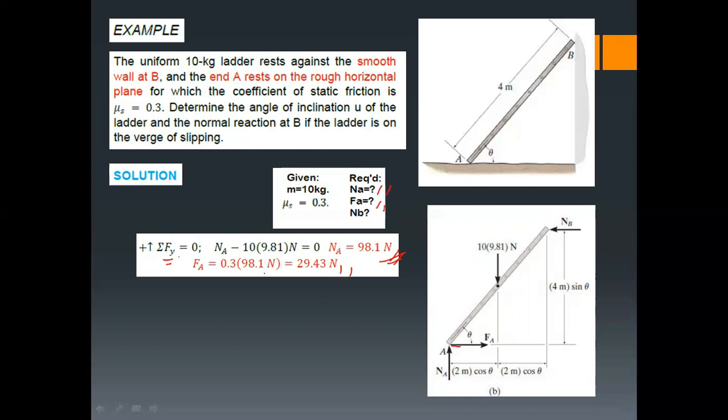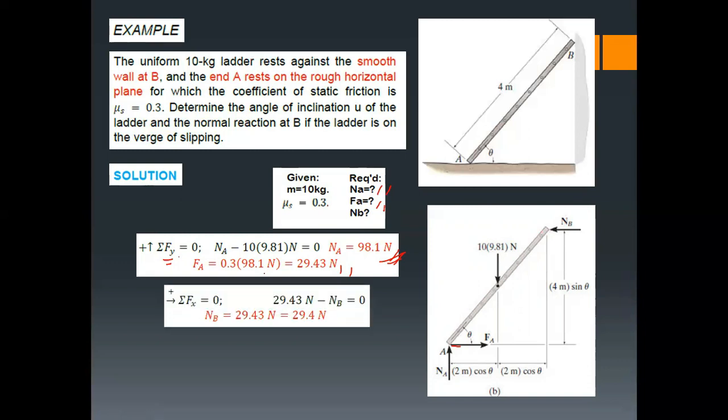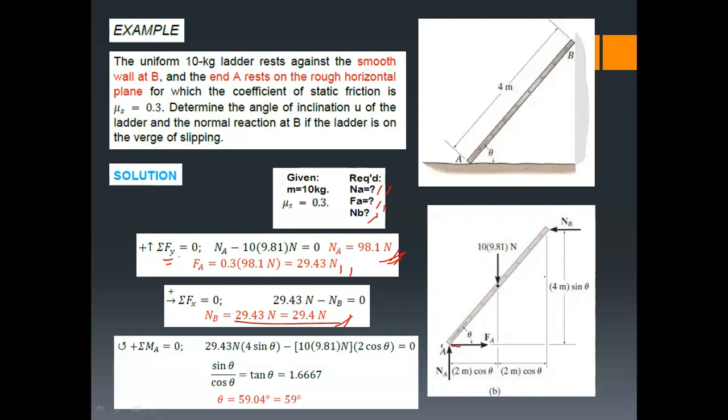Doon sa taas. So, anong magandang gawin, no? Edi, horizontal forces lang natin. So, 29.43 Newton minus NB. So, equal lang din siya dun sa NB natin. So, makita natin dito, we have 3 unknowns lang naman. And then, kukunin natin yung angle niya, kung anong angle ng ating ladder from the wall.